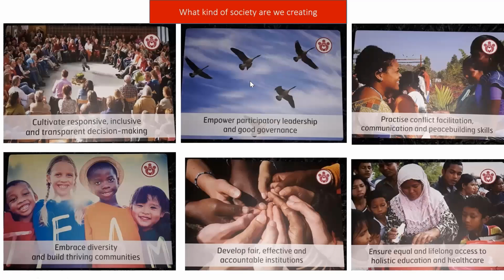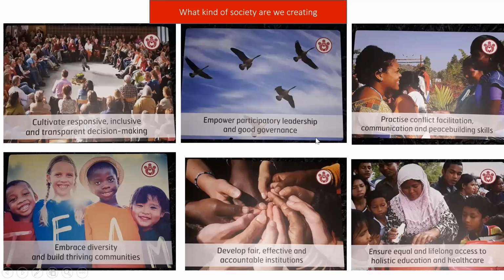Also for society, how do we cultivate in our communities and cities and neighborhoods responsive and inclusive, transparent decision making? How do I involve everyone in informing decisions? Even in schools, how do I inform the youth? How do I inform the adults? How do I involve the adults and the youth?